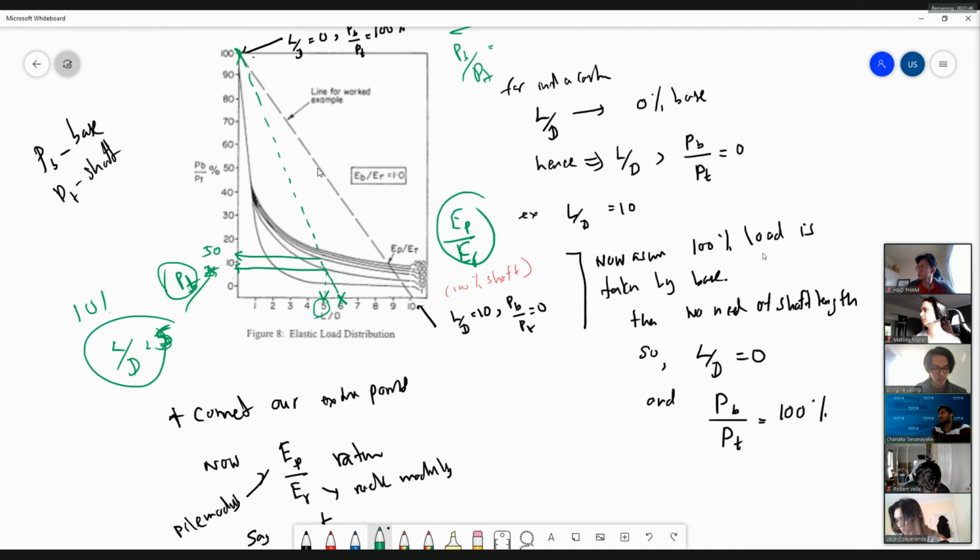In this case, in this Melbourne area, we cannot rely on that base. At least more than 90%, if it is going to the shaft, it's good.